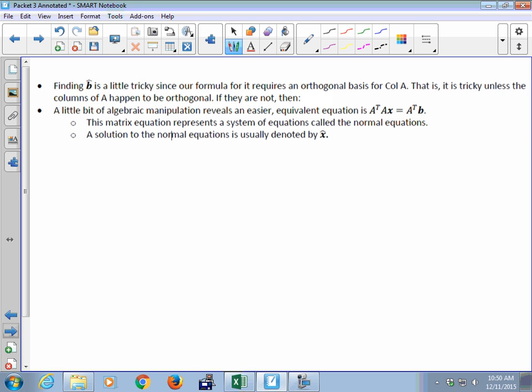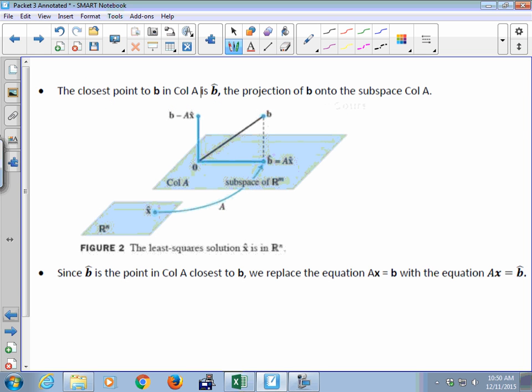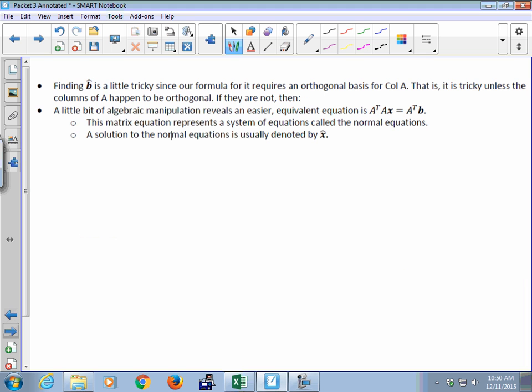If they happen to be orthogonal, you can use the method I just described. Find the orthogonal projection of B into col A using the formulas from last class, and then solve AX equals B hat instead of AX equals B. But if your basis is not orthogonal, a little bit of algebraic manipulation, shown in your text if you're curious, reveals that you have this easier but equivalent equation you can solve. That A transpose AX equals A transpose B, and that matrix represents a system of equations called the normal equations. And the solution to the normal equations is the X hat that you're looking for.